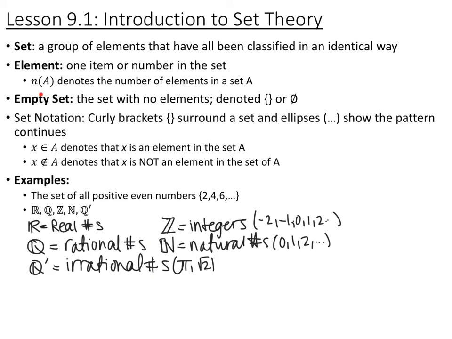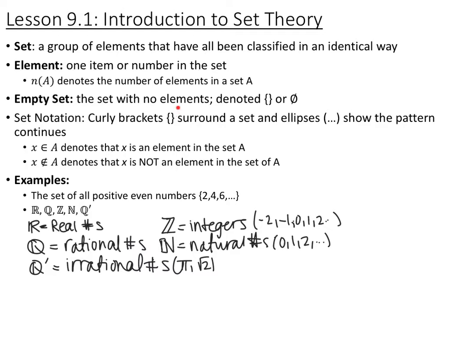This notation here, n parentheses, in this case we're calling it set A, is the number of elements in set A. So if you're talking about the number of students in a certain period, then n of A might be 30. An empty set is a set that has no elements in it, denoted by either brackets with nothing in between or a 0 with a cross through it, and that means the empty set.